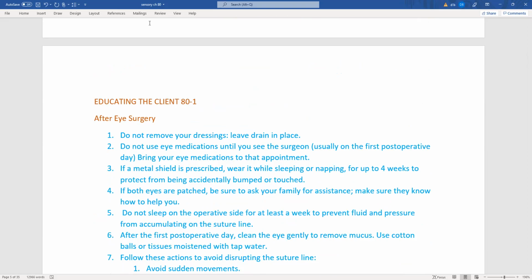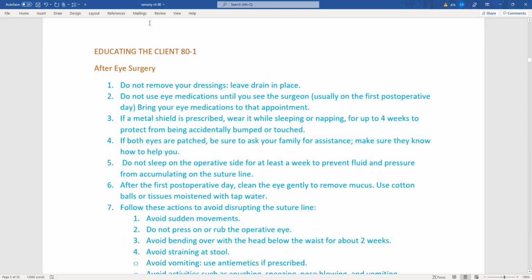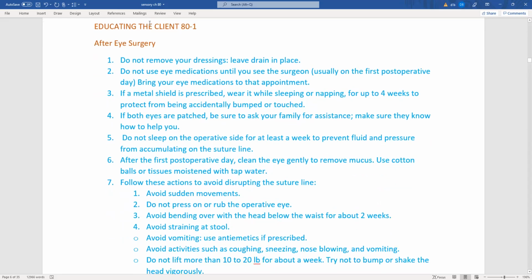If a metal shield is prescribed, wear it while sleeping or napping for up to 4 weeks to protect from being accidentally bumped or touched. If both eyes are patched, you better be sure to ask your family for assistance. Make sure they know how to help you. Do not sleep on the operative side. You have to sleep on the opposite side, which is the side that was not operated on. And you need to do that for at least a week to prevent the fluid and pressure from accumulating on the suture line. After the first postoperative day, clean the eye gently to remove mucus.